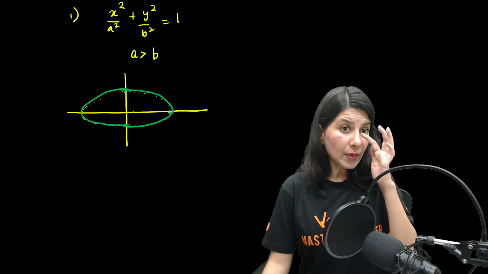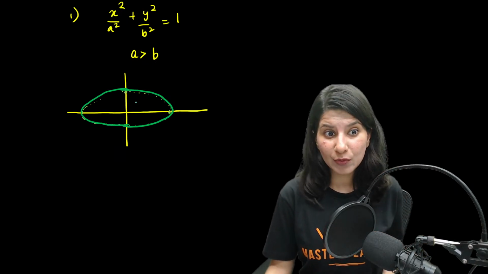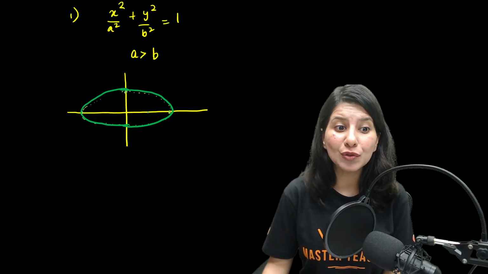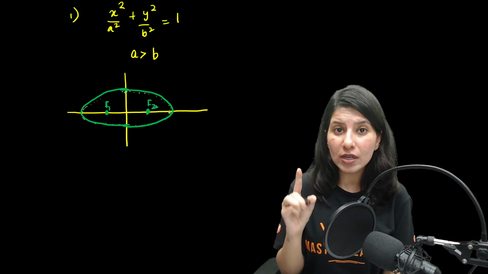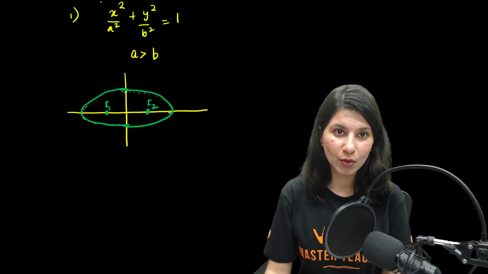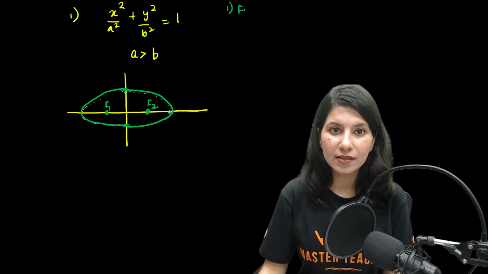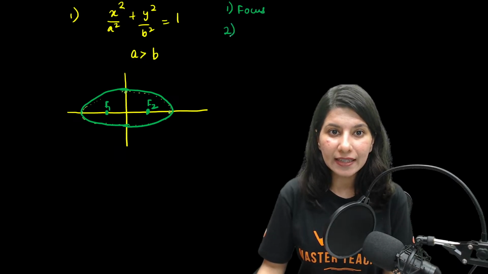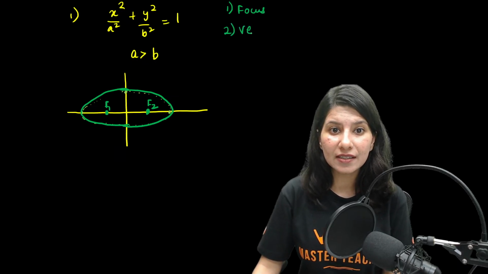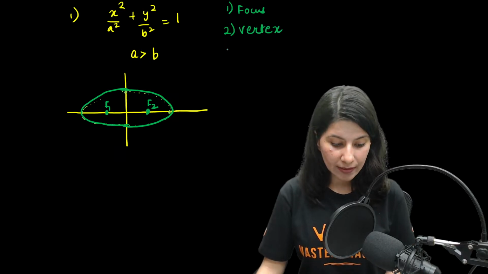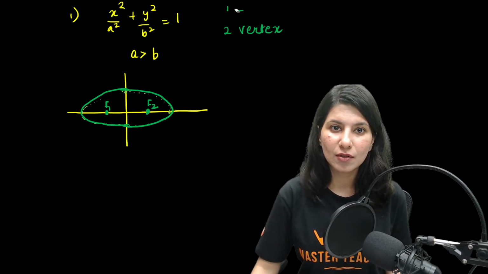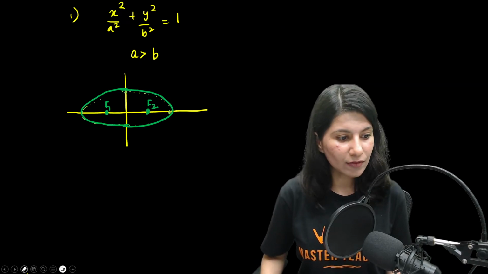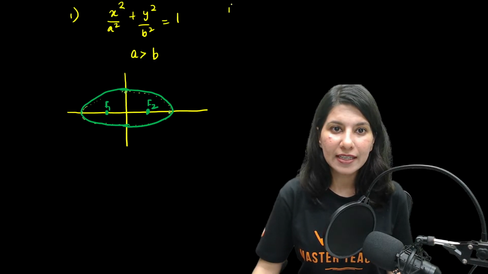Now, parabola was having one focus, remember? Ellipse will have two foci. So let me talk about the foci of the ellipse, F1 and F2 being the two foci. That is the first thing. Actually, before that, before focus, let me talk about the center. Center, then vertex, then focus. So the first thing is center.